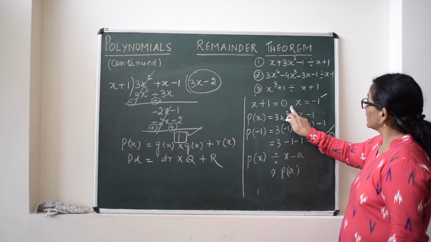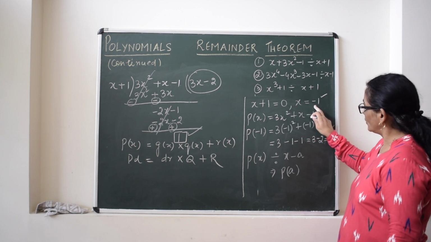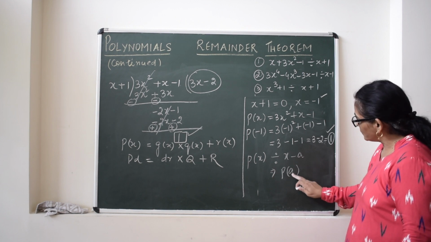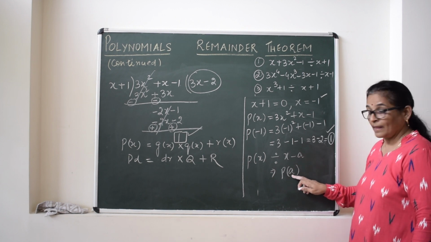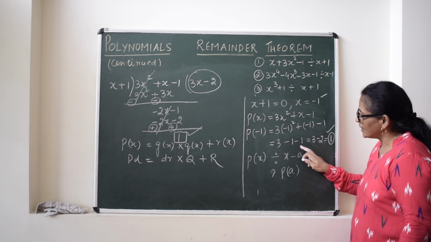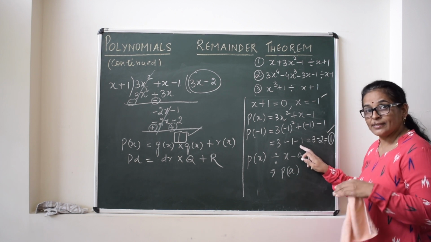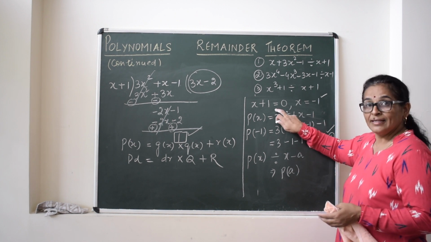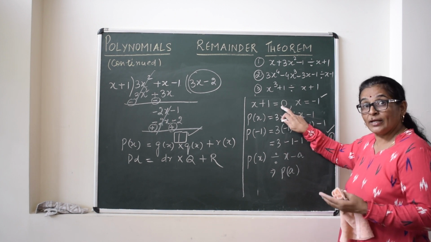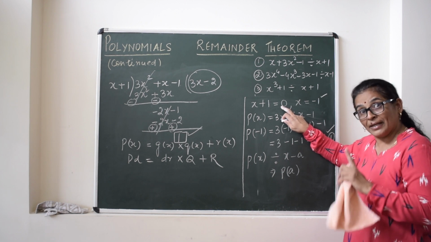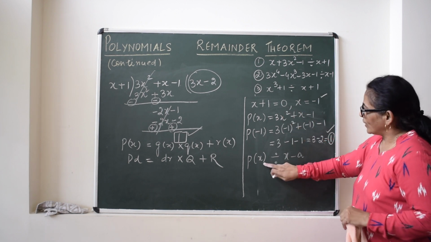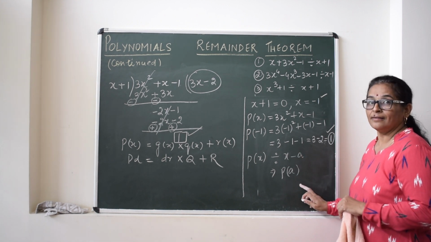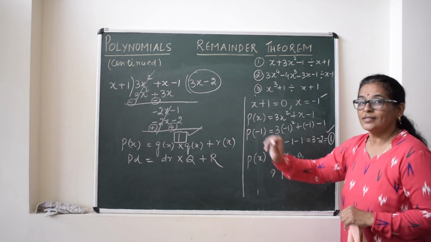So here, this value of x, how have we got? This x minus a is a linear polynomial. So here, what have we substituted in place of x? A. Means this x minus a is equal to 0 has given us the value of x as a. Similarly here, x plus 1 is equal to 0 has given us the value of x as minus 1. So, whatever this linear polynomial is, it can directly tell us the remainder without this division also.